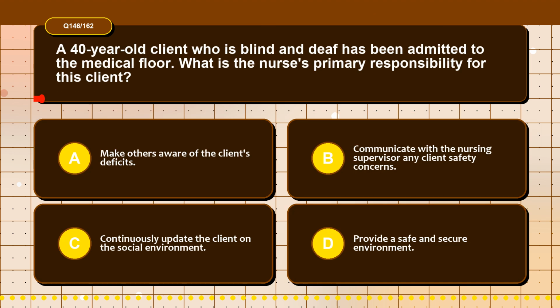Question 146. A 40-year-old client who is blind and deaf has been admitted to the medical floor. What is the nurse's primary responsibility for this client? Here are the options. Option A. Make others aware of the client's deficits. Option B. Communicate with the nursing supervisor any client safety concerns. Option C. Continuously update the client on the social environment. Option D. Provide a safe and secure environment.